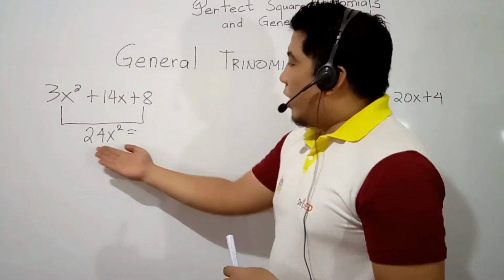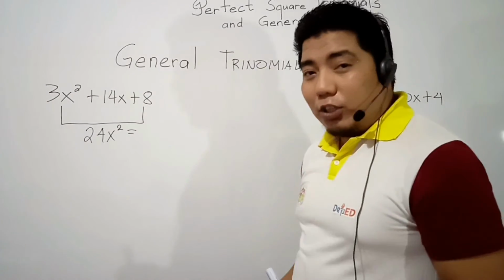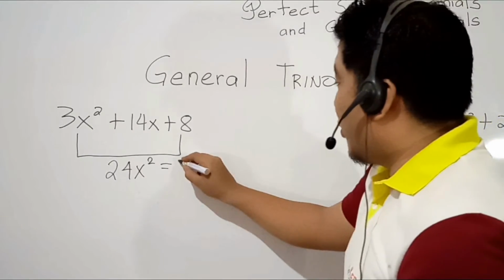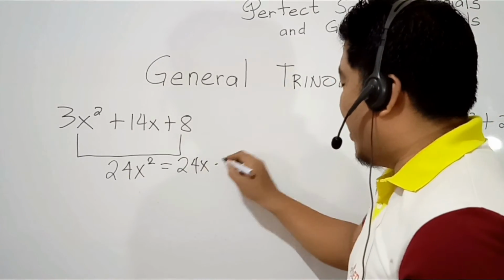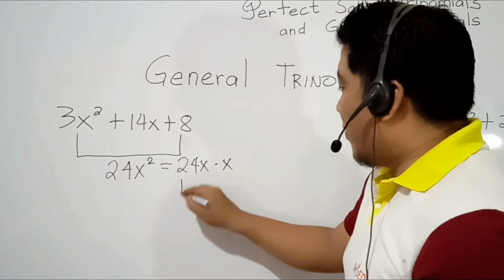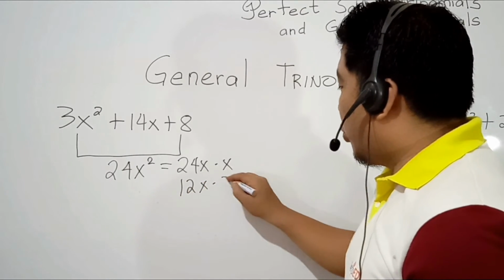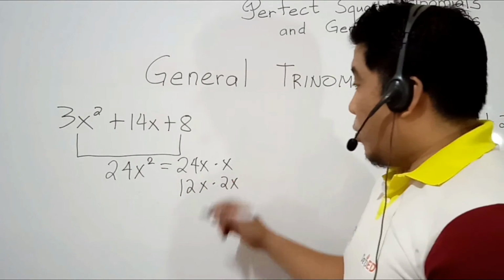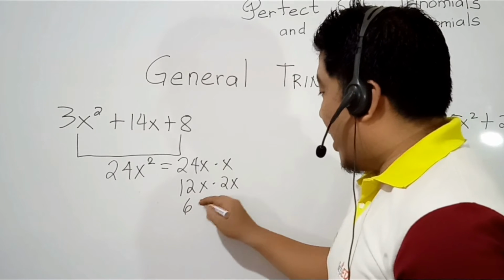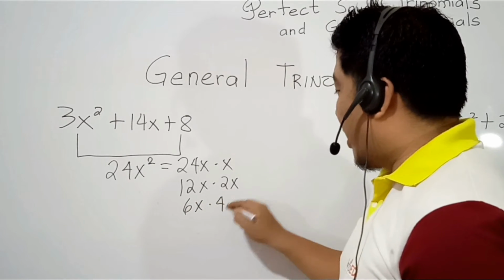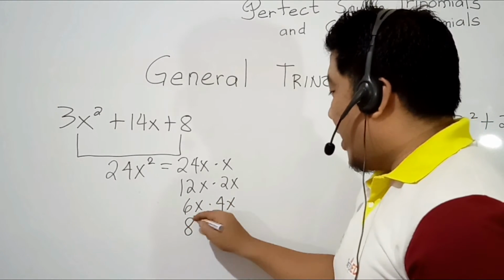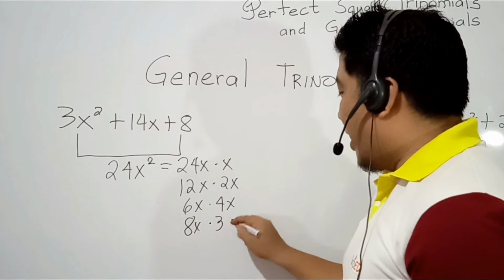Instead, let's just focus on positive pairs. Okay, now 24x squared. What are the factors of 24x squared? So first, we have 24x and x. And then we have 12x and 2x. Then we also have 6x and 4x. We also have 8x and 3x.